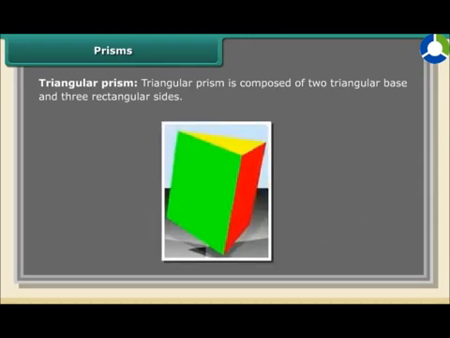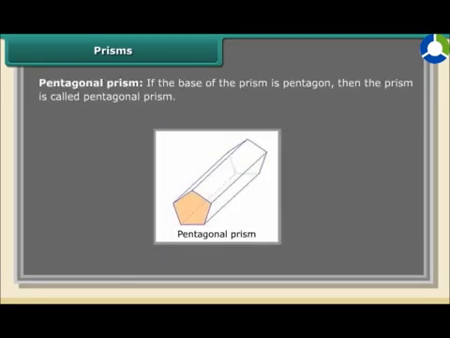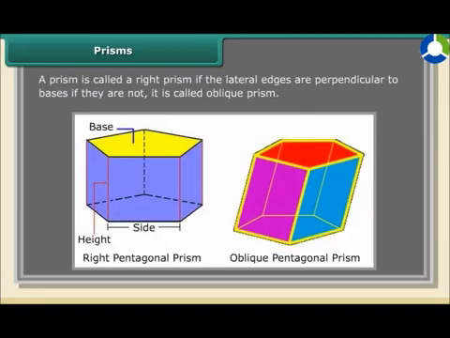Triangular prism. A triangular prism is composed of 2 triangular bases and 3 rectangular sides. Pentagonal prism. If the base of the prism is a pentagon, then the prism is called a pentagonal prism. A prism is called a right prism if the lateral edges are perpendicular to the bases. If they are not, it is called an oblique prism.